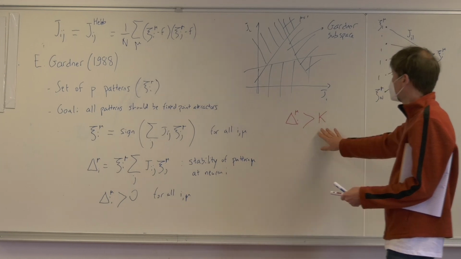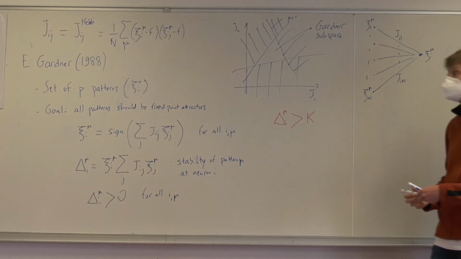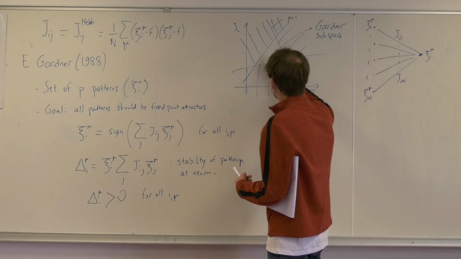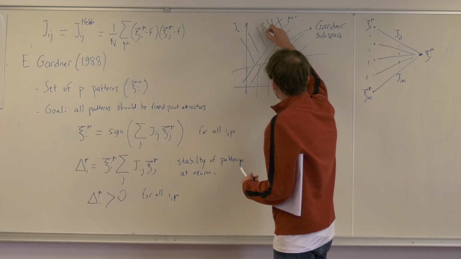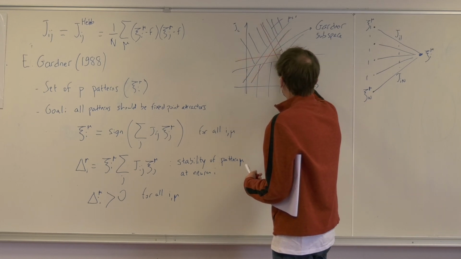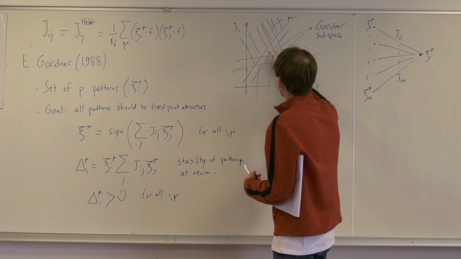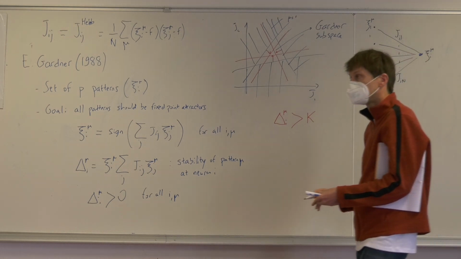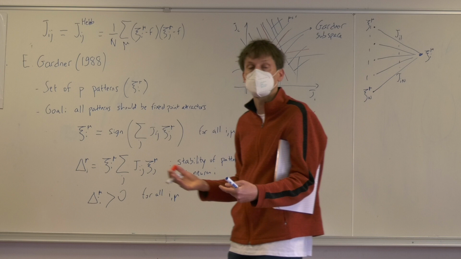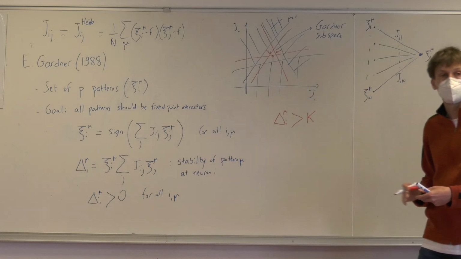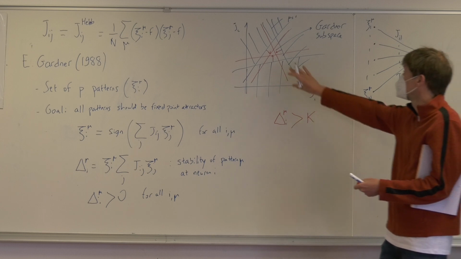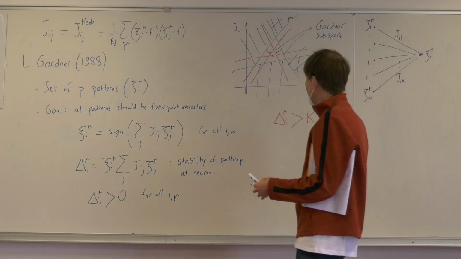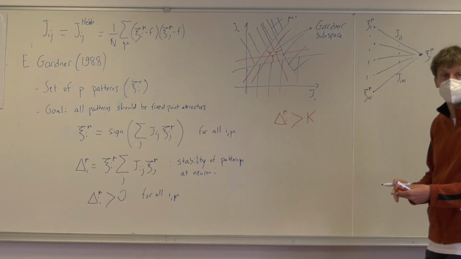And you see that, of course, if we add this stronger constraint, that will decrease the size of our Gardner subspace, because now all these hyperplanes are moved. So it's harder to satisfy the constraint. So now the Gardner volume has shrunk. Of course you see that we have a trade-off in particular between storage capacity, so the number of patterns that we can store until this subspace shrinks to 0, and the robustness of learning.